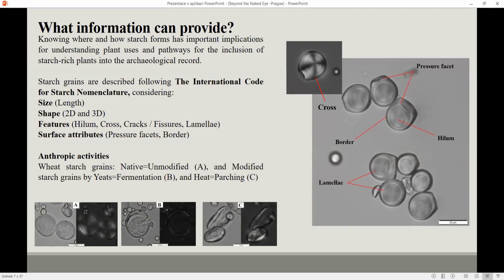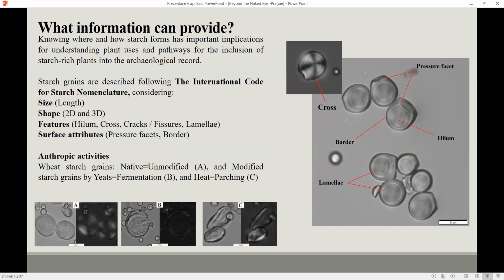For the identification of a starch grain, we follow the International Code for Starch Nomenclature, and we consider several factors, for example, size, length, the shape in 2D and 3D, and other features like the hilum, which was mentioned, the center, facial facets, border, lamellae, and also the shape or form of the extinction cross. All these different characteristics are valuable at the time of identifying the starch to different origins.